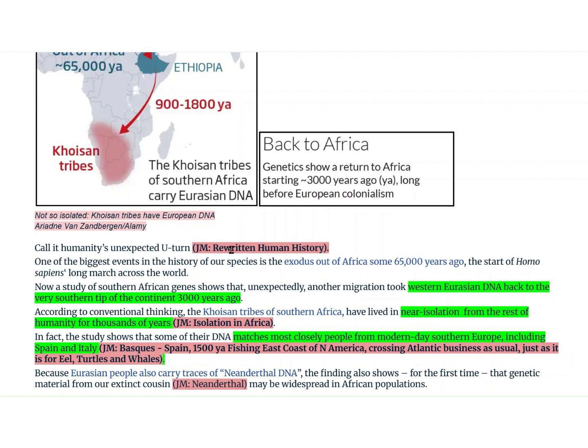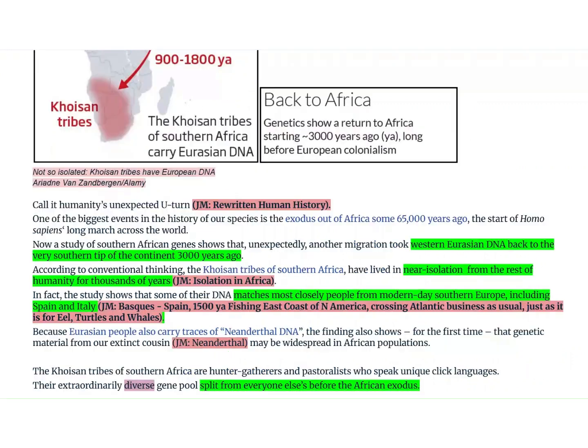I call it rewritten. It's the reality. They arrived 3,000 years ago. And they are yet again influenced 900 to 1,800 years ago. So, a consensus article: one of the biggest events in the history of a species is the exodus out of Africa some 65,000 years ago, the start of Homo sapiens' long march across the world.